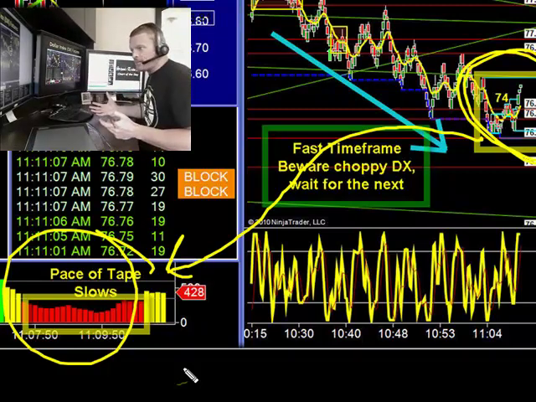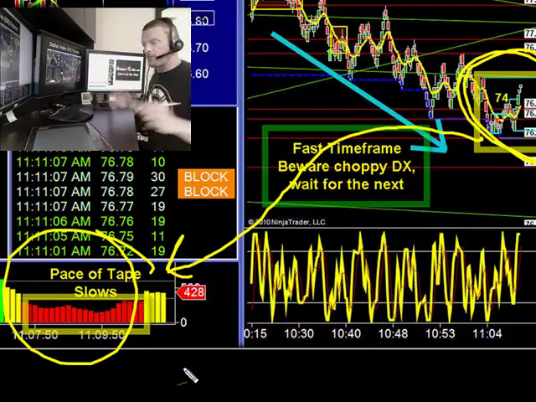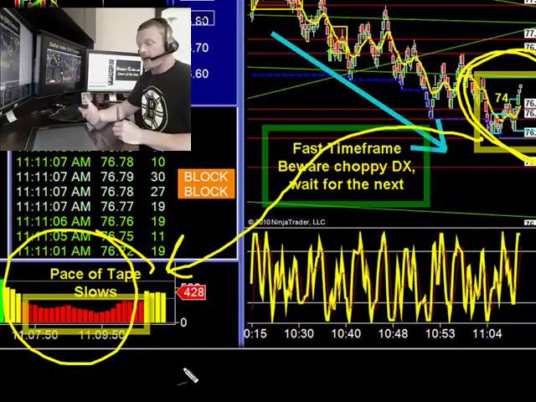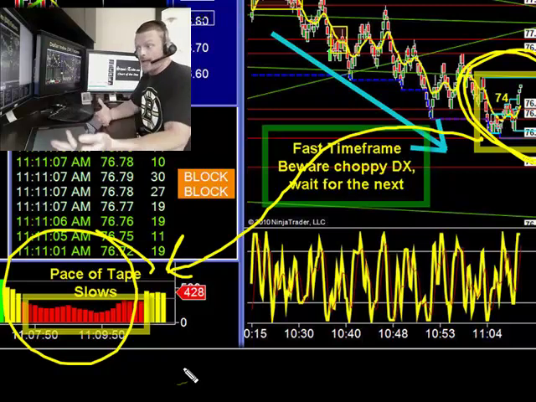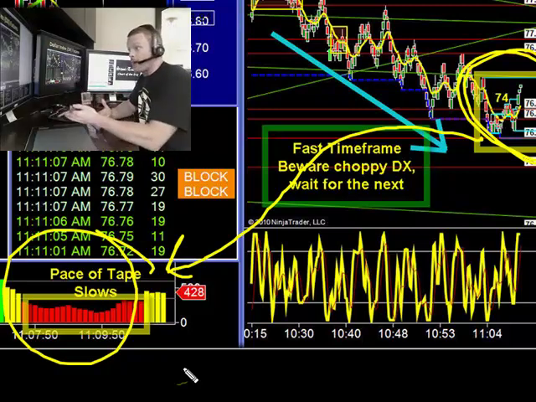Now that red pace of tape means people are taking a breather from the market. Things are slowing down, not moving as fast. Now, we always say, whenever we see that red pace of tape like that, it's usually happening on some sort of reversal. So we would then wait next to see what's going to happen with the next potential pattern.